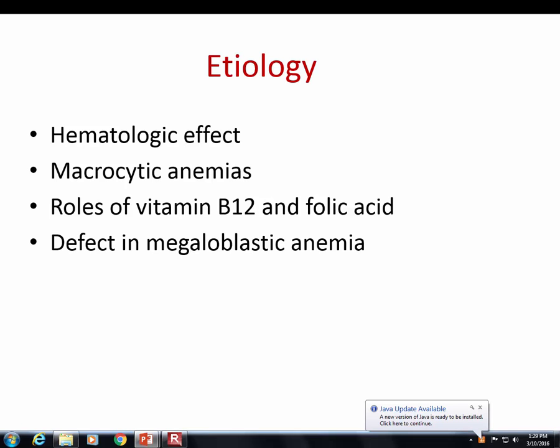In the cell, you're going to separate these two, and you're going to let the B12 go where it's supposed to go, to the liver or bone marrow, wherever you're going to go and need it.